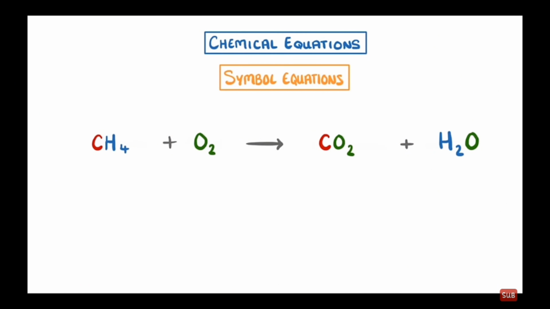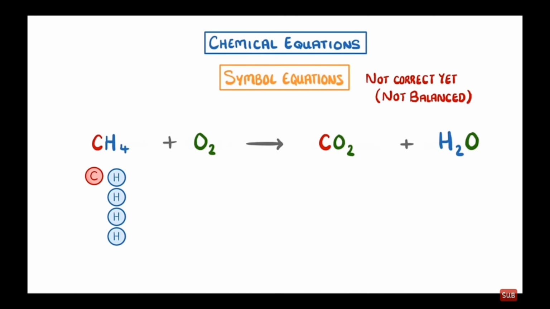Anyway, getting back to our equation. It's not quite right just yet, because we haven't balanced it. In order to be balanced, chemical equations need to have the same total number of each type of atom on either side of the arrow. In our example, we can see that on the left of the arrow, there's 1 carbon, 4 hydrogens, and 2 oxygens, whilst on the right, there's 1 carbon, 2 hydrogens, and 3 oxygens. So our equation isn't balanced.